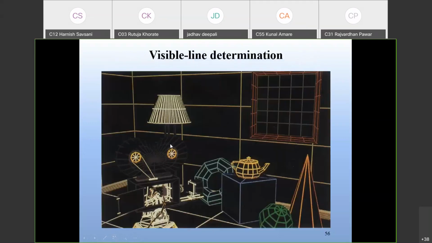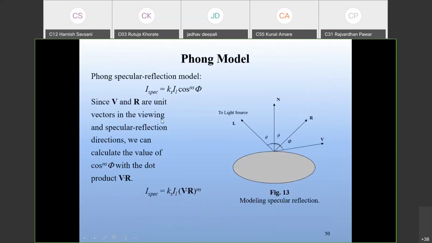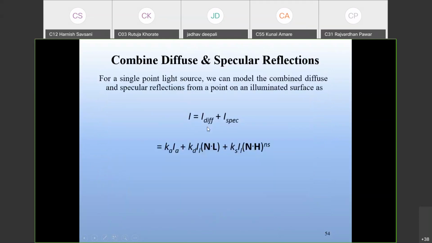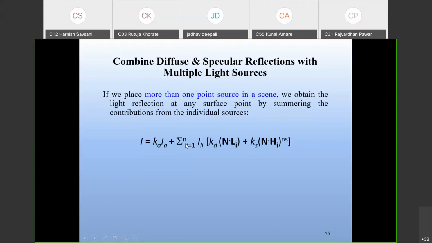If there are multiple light sources, see, here we considered a single light source, okay? IL is the intensity of that light source. When there are multiple light sources, you can observe here a summation from 1 to n. So n number of light sources are there. Then this equation is multiplied with the intensity of all these light sources. That is shown here.